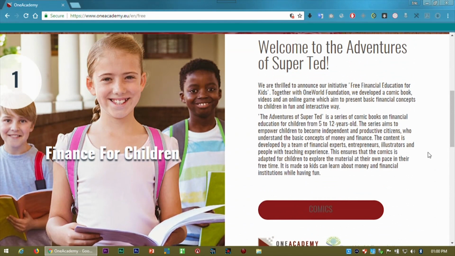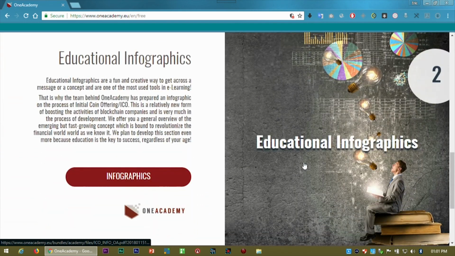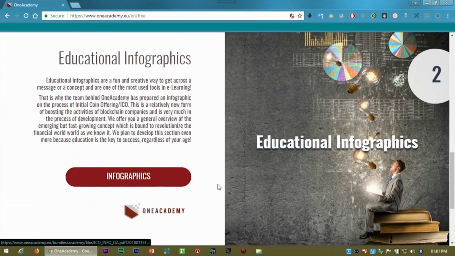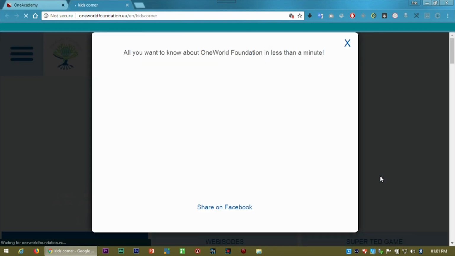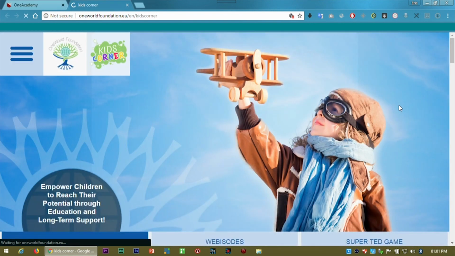So in this Super TED, here's what we're going to do. We're going to click on comics, and it's going to bring up a whole lot of stuff that you're really going to be impressed with. In the comics, it talks about the adventures of Super TED in terms of how you can teach your children in a very structured, easy way.